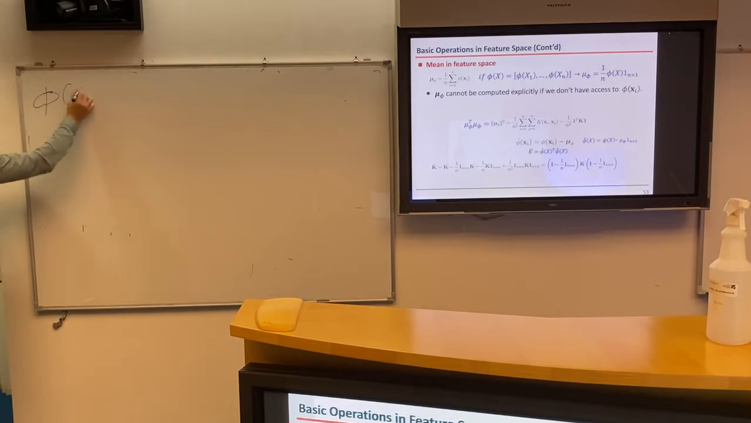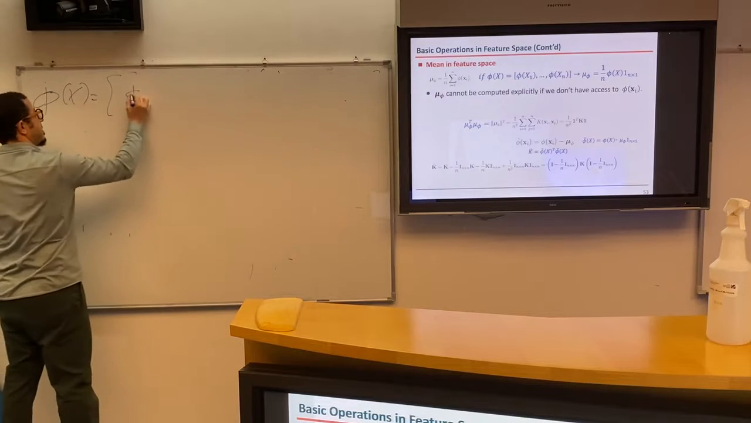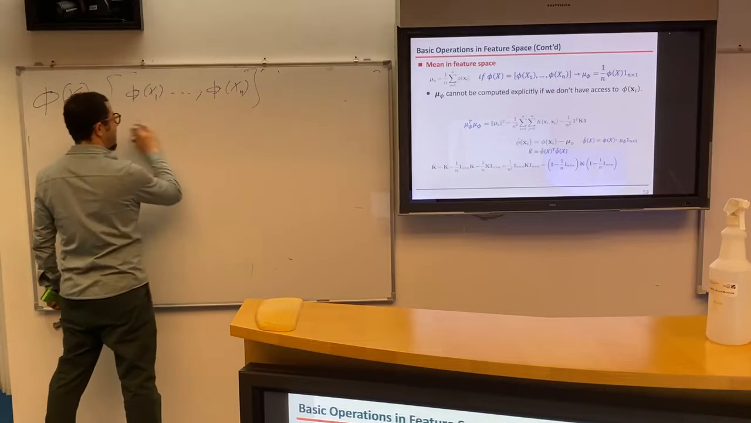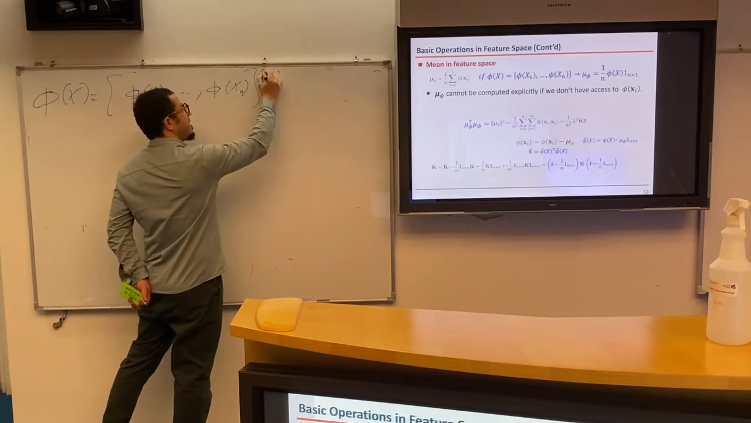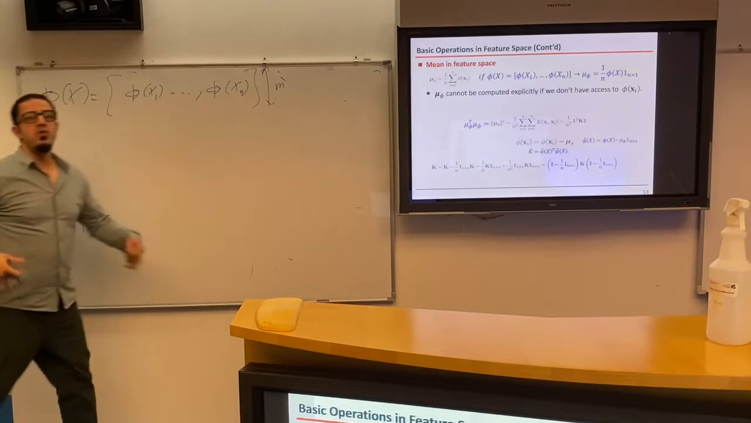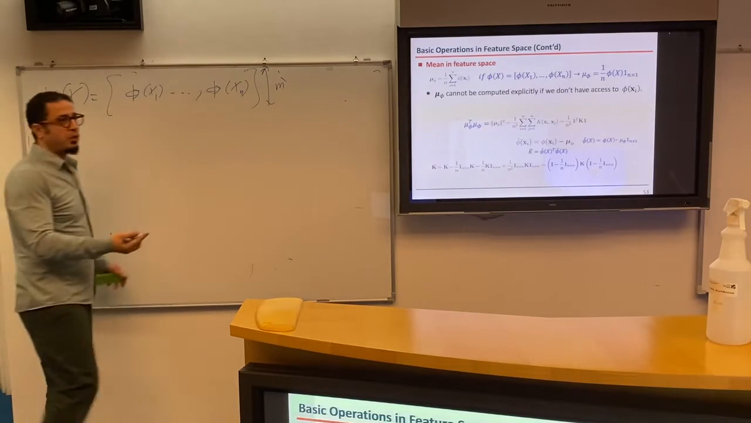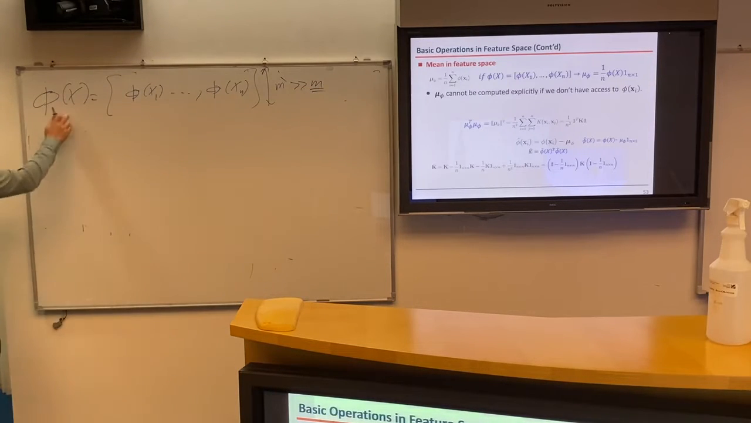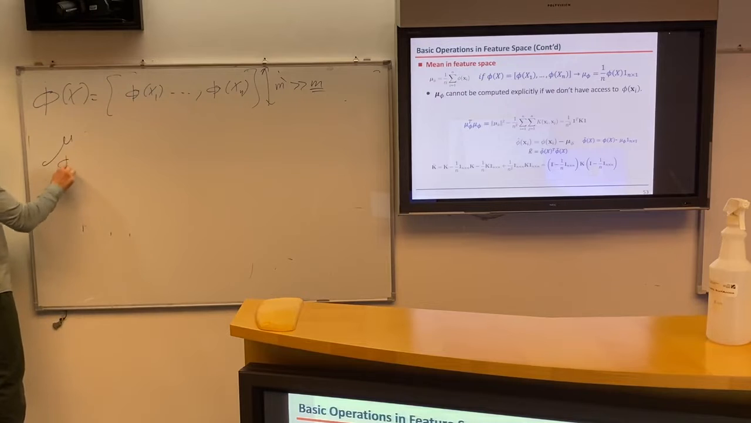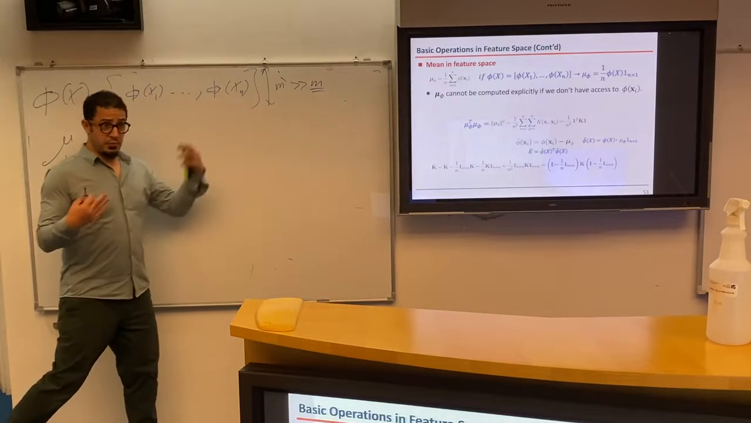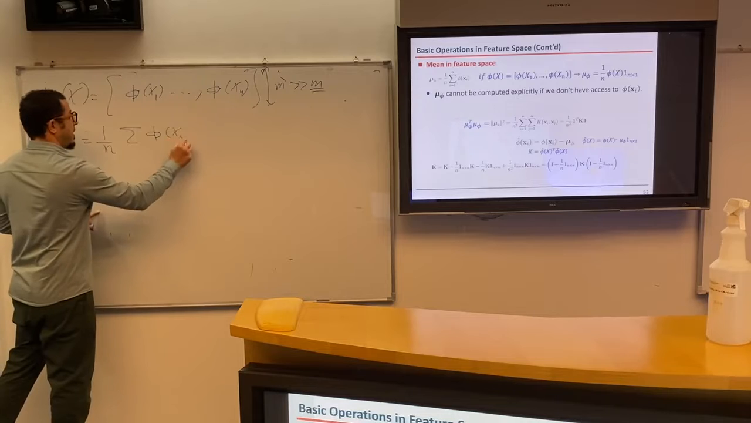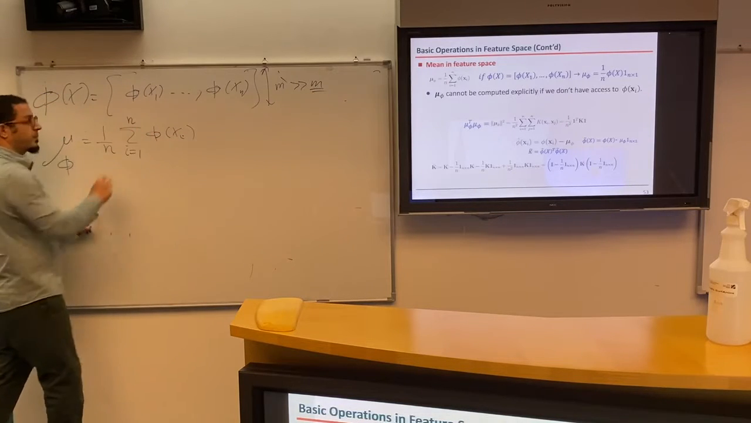I will call it phi of x, which is phi of x1 until phi of x n. The size here is n. The size here is n prime, the new features, right? And usually we want it always bigger than n. Yes? What is the mean value here? I will call it the mean in the new space. What is it, please? We add them, divide by n, right? The same thing. 1 out of n, the sum of phi xi from 1 to n, right?